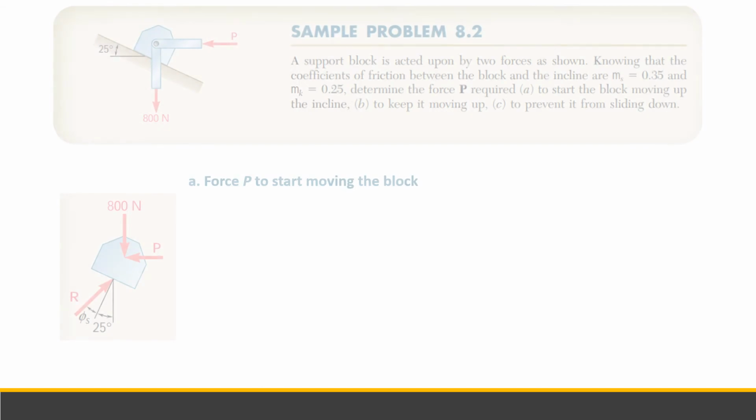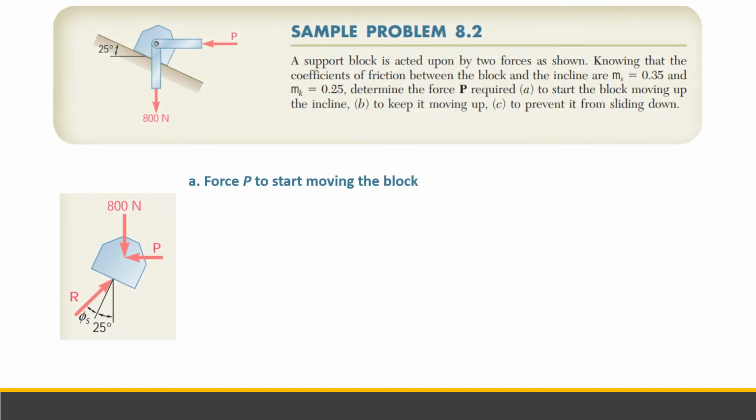Number 2. A support block is acted upon by two forces as shown: 800 Newton downward and force P. Knowing that the coefficients of friction between the block and the incline are mu s is 0.35 and mu k is 0.25, determine the force P required. A, to start the block moving up the incline, so that it climbs the plane. B, to keep it moving up, and to prevent it from sliding down.